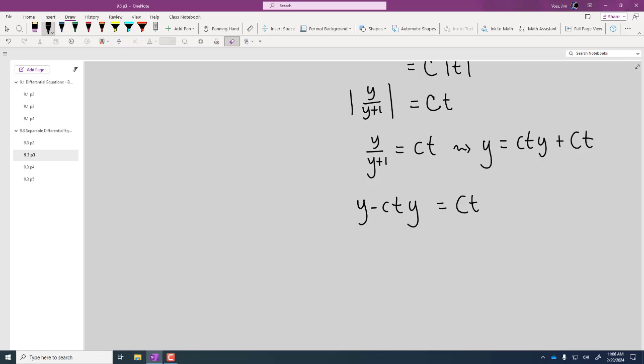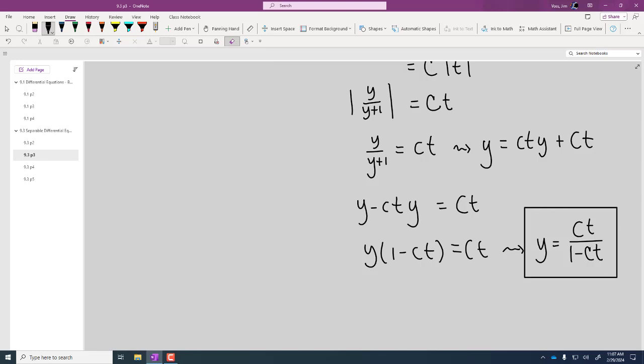And then factor out the y. So we're going to have y multiplied by 1 minus Ct equals Ct. Now we can isolate the y. And we have, in fact, isolated y. So there is our general explicit solution.